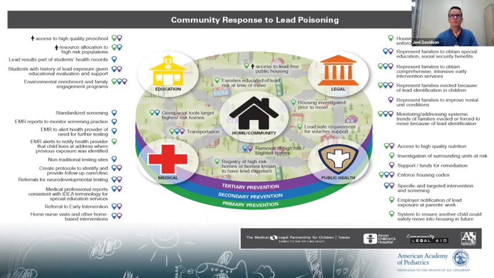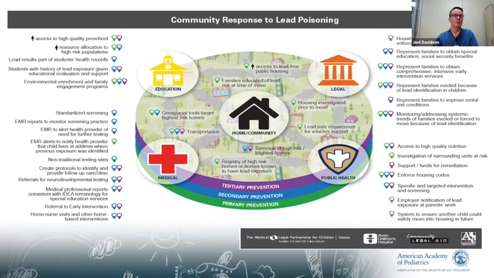So I'm going to move now to talking about primary prevention, secondary prevention, and tertiary prevention. I made mention that what we really want to do for kids is not just test them, see if they're high, and respond with our architecture of early intervention services, medical services, and community-based services after they're exposed. What we really want to do is prevent that exposure from happening in the first place. And that's what primary prevention does.